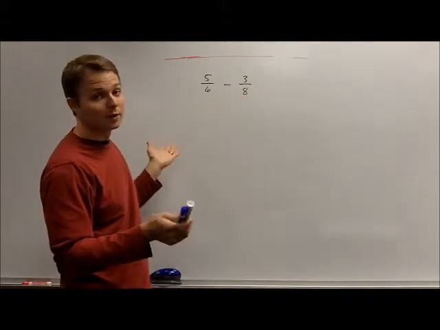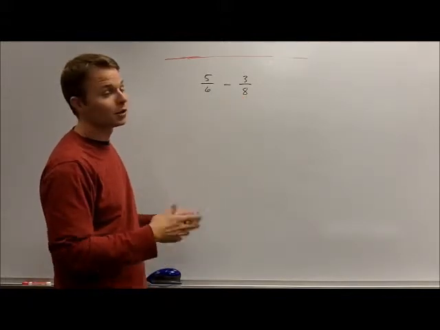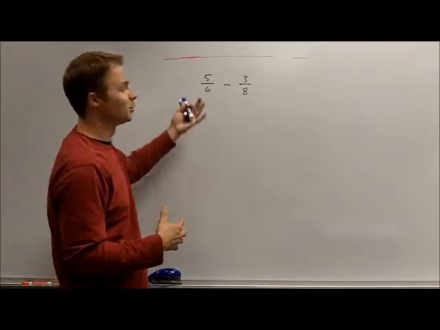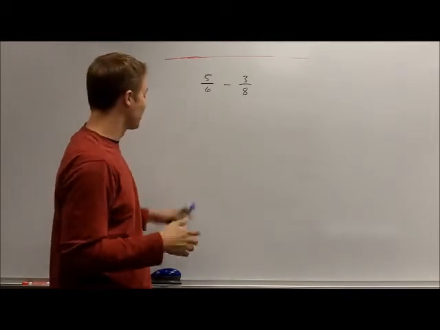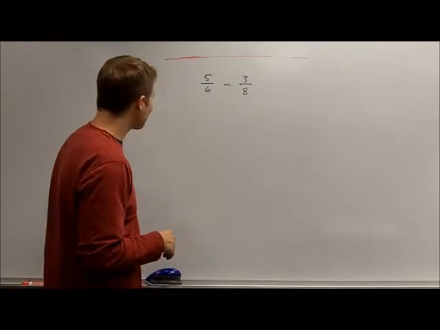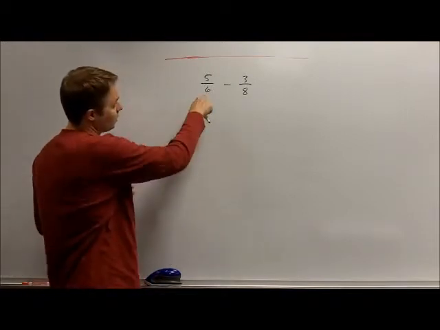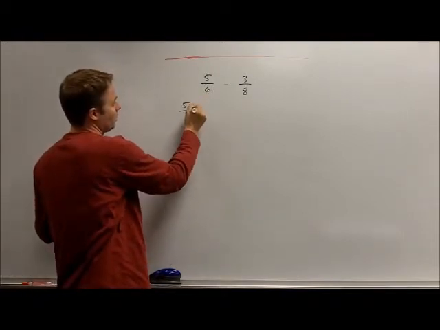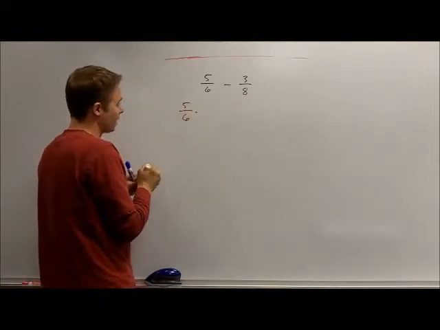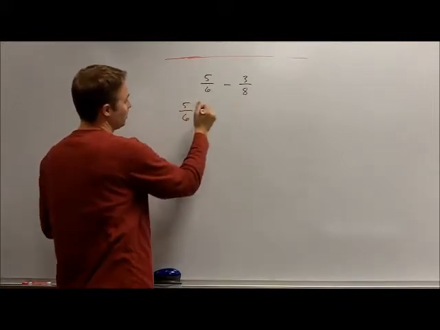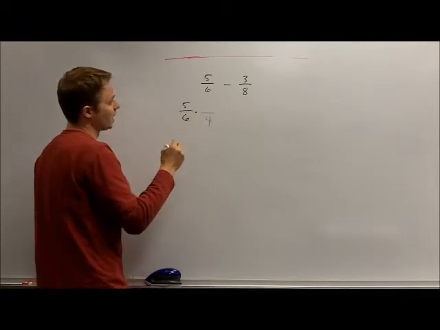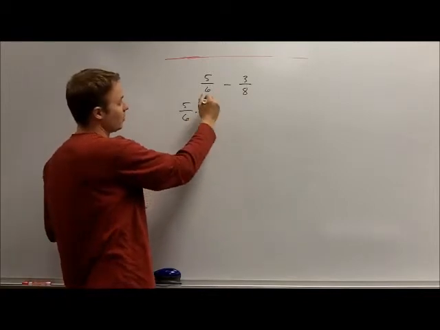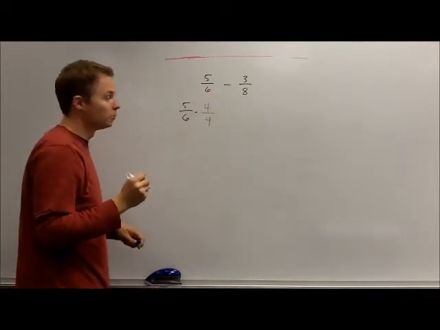Now again, you can use whatever common denominator you like, but usually if you can keep the numbers smaller, it helps you with the arithmetic. You're less likely to make a mistake as you go along. So in order to change a 6 to a 24, I need to multiply that number times 4. But again, I can't just multiply the denominator by 4, I need to also multiply the numerator by 4.